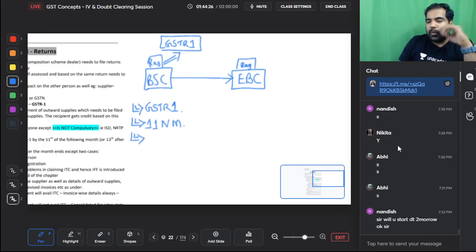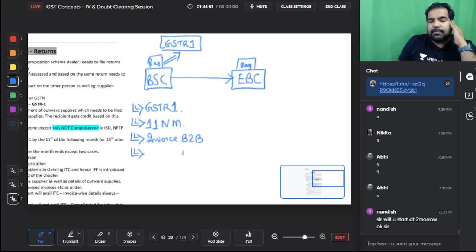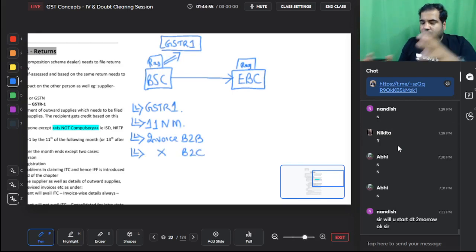Next, whenever you're providing the details, you don't need to upload the invoices. You need to only give the details of your outward supplies. You need to give invoice-wise details of your B2B supplies. That means if you're supplying to registered persons, be it normal person or composition scheme, the other person might take GST credit and hence you need to give B2B supplies. But if it's B2C, that means if you're giving to consumers, then you don't need to give invoice-wise details. You can give consolidated unless it's interstate more than 2.5 lakhs.